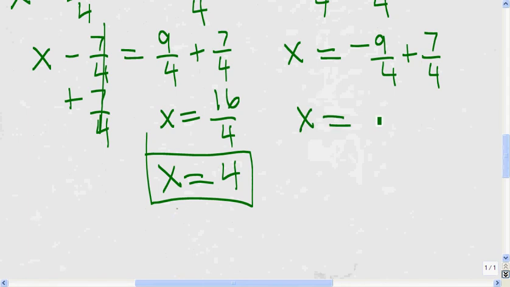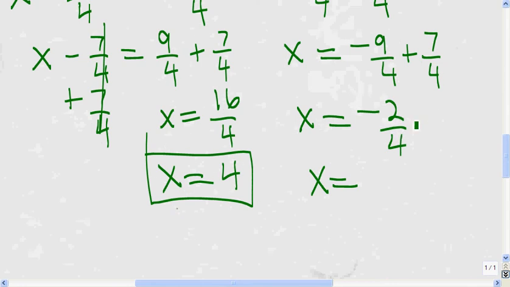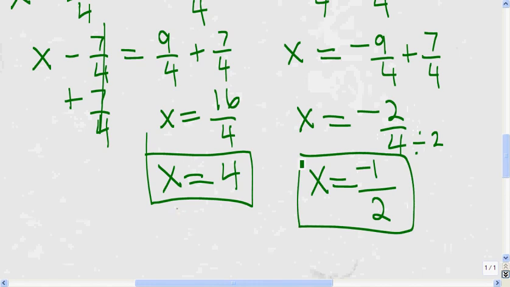X equals negative 2 over 4. X equals negative 1. Oops. When you reduce, the 2 over 4 can be reduced because 2 and 4 have common factors. So you divide the 2 by 2, and that gives you negative 1. You divide the 4 by 2, and that gives you just 2. And our two answers are x equals 4 and x equals negative 1 over 2.